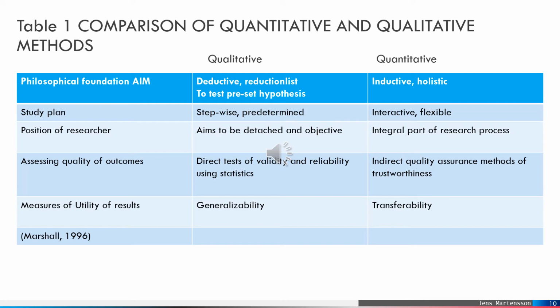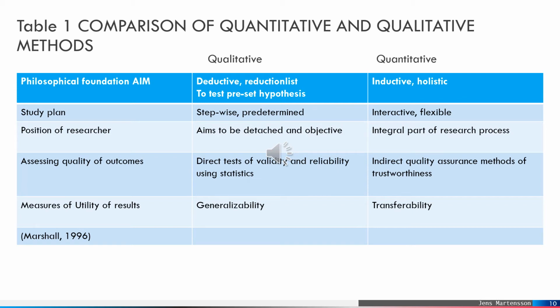Table 1. Here we have a table to compare qualitative and quantitative methods. So we look at the table on the left-hand side. A philosophical foundation aim for qualitative is deductive, reductionist, to test preset hypotheses. For quantitative is inductive and holistic. A study plan for qualitative is stepwise, predetermined. Quantitative, interactive and flexible. For position of researcher, the qualitative aims to be detached and objective, whereas quantitative is an integral part of the research process.